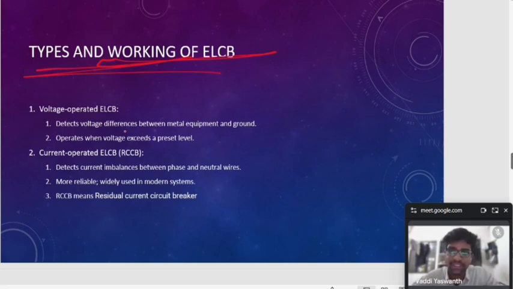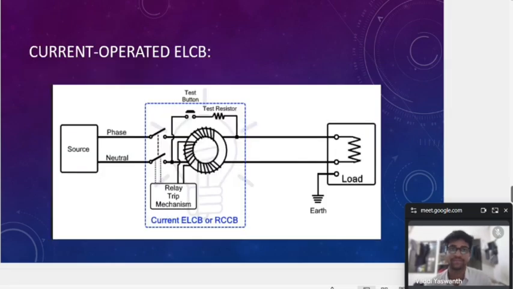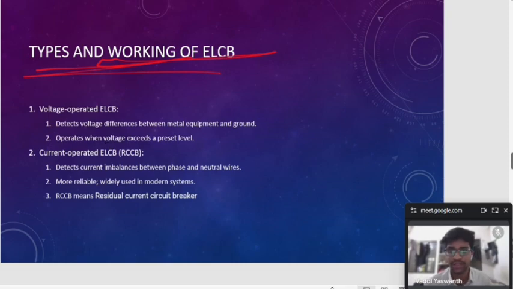Voltage operated ELCB detects the voltage differences between the metal and equipment ground and operates when voltage exceeds a preset level. I mean, if there is more voltage, then it will trip. And current operated detects current imbalances between the phase and neutral wires. I'll show that to you here. First, we will discuss the current operated ELCB.